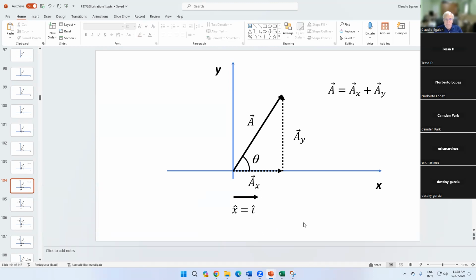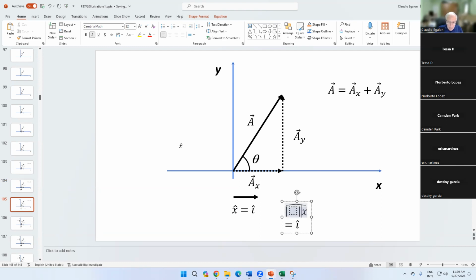So the magnitude of this vector is represented by this arrow. And the magnitude of x hat, which is a unit vector, is equal to 1. I'm going to write that down here. The magnitude of x hat. I'm going to do this way. Oh, see, it didn't do the way I want. Let's see if it works now. Yeah, now it works.